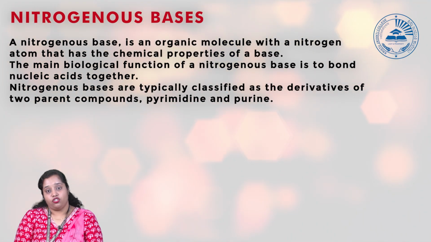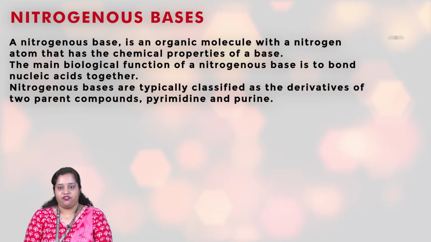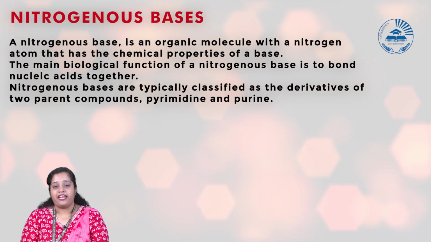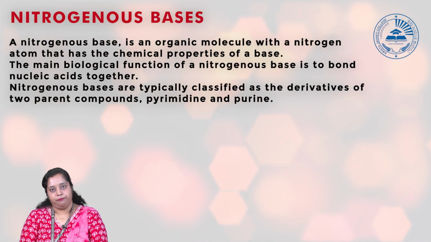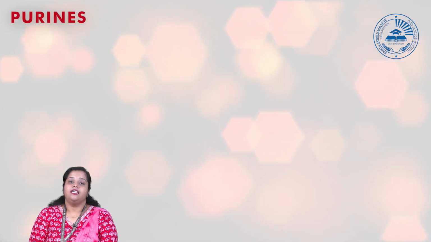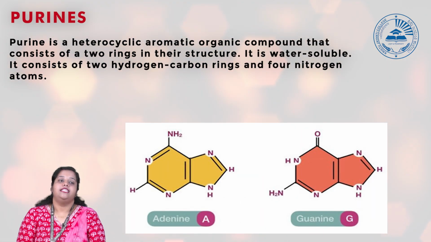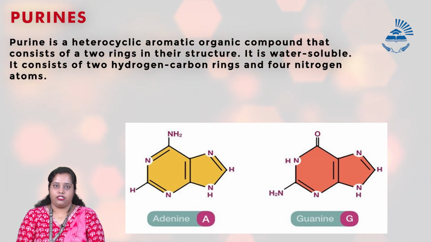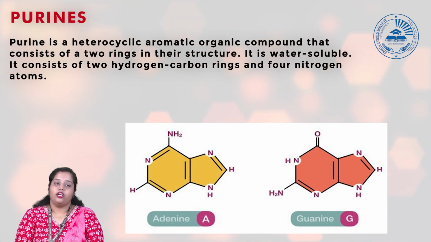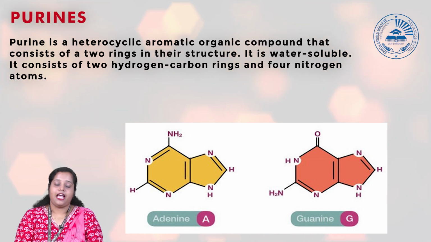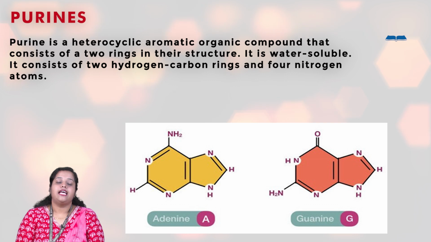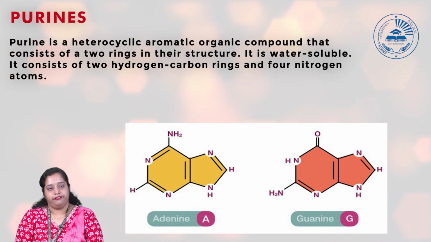Now these nitrogenous bases are typically classified as derivatives of two parent compounds, that is pyrimidine and purines. Purines are heterocyclic aromatic organic compounds that consist of two rings in their structure, which is water soluble. It also contains 2 hydrocarbon rings and 4 nitrogen atoms, as you can see clearly in the diagram, where adenine and guanine are the commonly found examples of purines.